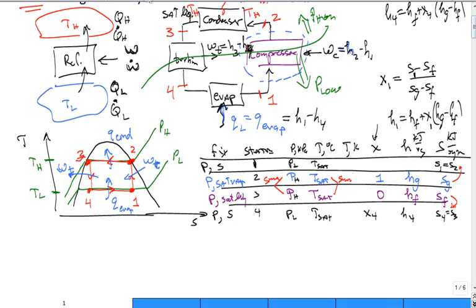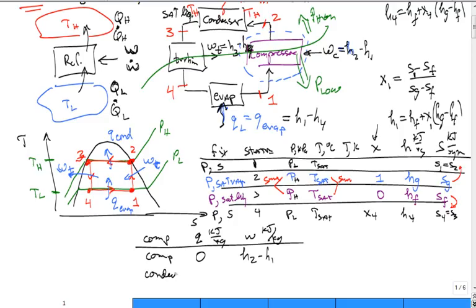So I'm out of room, but I need to scoot down a little bit to finish this off. All right, so we'll make a table of the components, and we'll call the first component the compressor. And we'll talk about the heat transfer, kilojoules per kilogram, and the work transfer, kilojoules per kilogram, for that compressor. And so for the compressor, it's no heat transfer, and we already did it. It's going to be H2 minus H1. The next component will be the condenser, and it's all heat transfer, no work transfer. And it's going to be H2 minus H3.